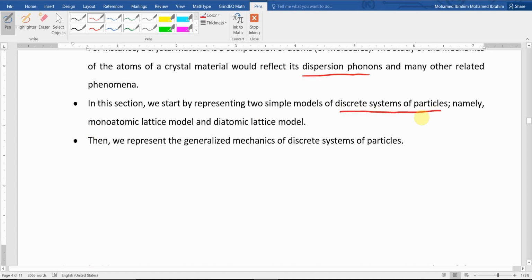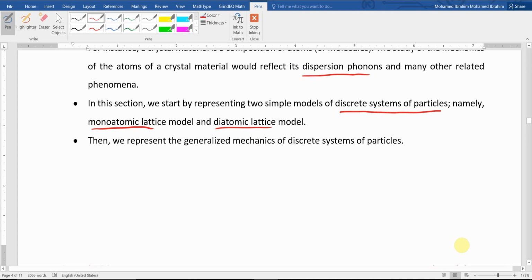Discrete system means that you have a certain number of particles and you can count how many particles exist or you are studying. But in case this number of particles is huge and we are interested in their motion, we move to continuum mechanics. And this is what we're going to do next, right? But in the beginning, let us consider a discrete system of particles, and we're going to consider two simple examples, one of the monoatomic lattice and the second for the diatomic lattice. As you can see, monoatomic lattice and diatomic lattice are related to material science or physics, right? So this is what we're going to do first.